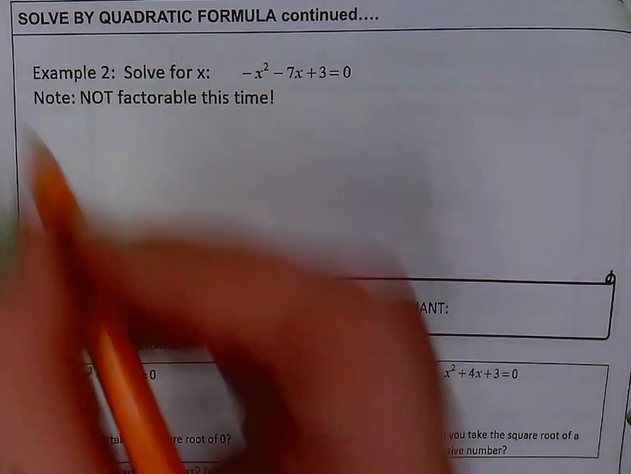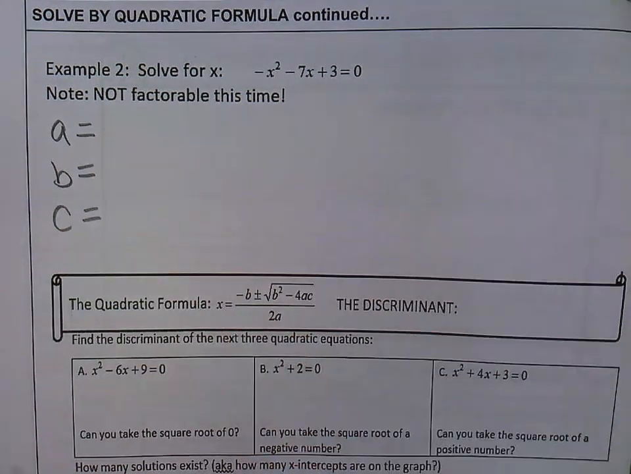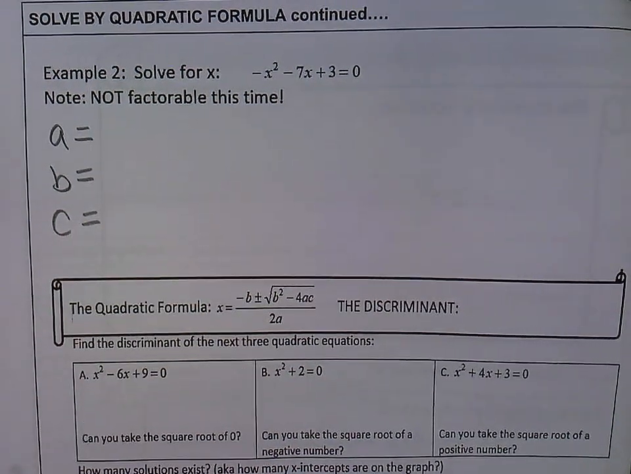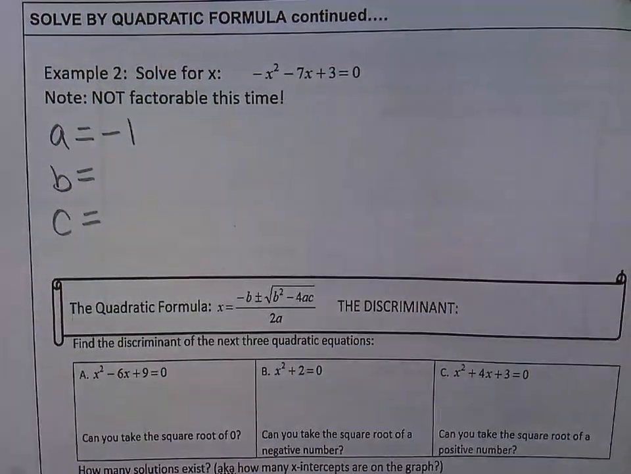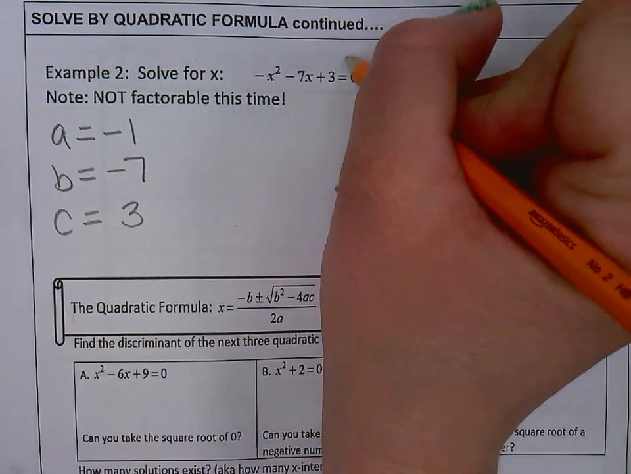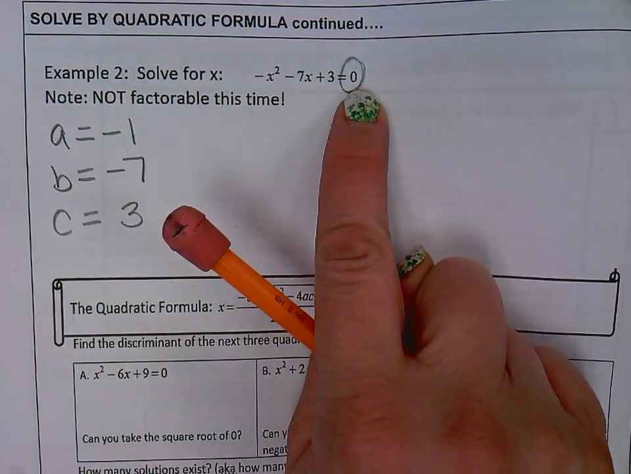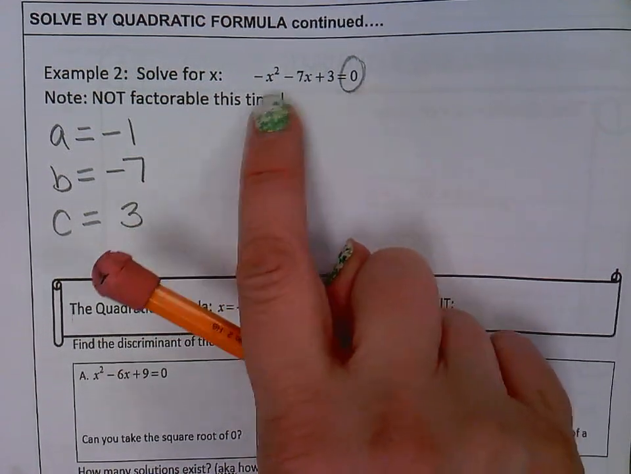So you set it up as A, B, and C. So what's A, B, and C in this problem? A is -1 this time. B would be -7, and C would be +3. I should just take a glance that I have 0 on the right-hand side. If I don't have 0 over there, I need to get 0.